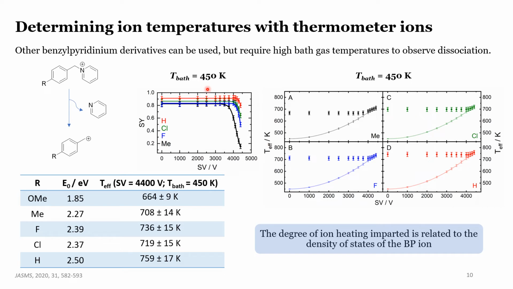Using a similar two-temperature theory approach, ion temperatures can be modeled before the onset of dissociation for each of the remaining benzylpyridinium species. At the maximum bath gas temperature and separation voltage our instrument can reach, ion effective temperatures can reach up to 759 Kelvin. Under the same activation energy conditions, there is clearly a relationship between the observed ion temperature and its structure, which could possibly lead to a way to model ion temperatures as a function of its internal energy distribution.